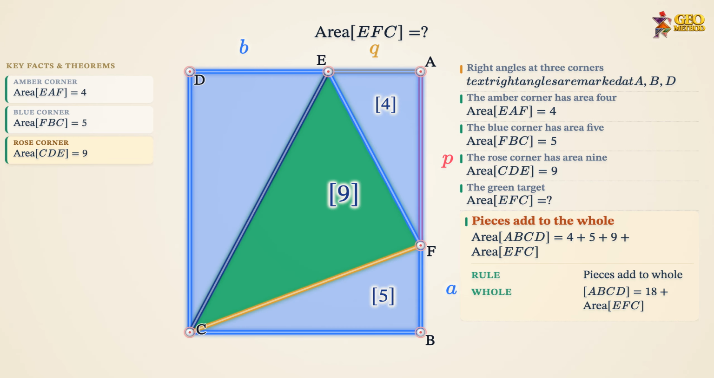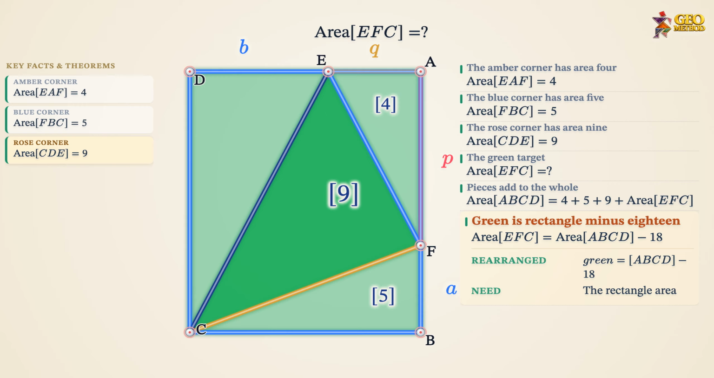Areas of non-overlapping pieces add up to the whole. So the rectangle equals 4 plus 5 plus 9 plus the green triangle. The 3 corners already total 18, so the whole rectangle is 18 plus the green piece. Rearranging, the green triangle is the rectangle area minus 18, so the whole problem reduces to one missing number, the area of the rectangle itself. Let us go find it.